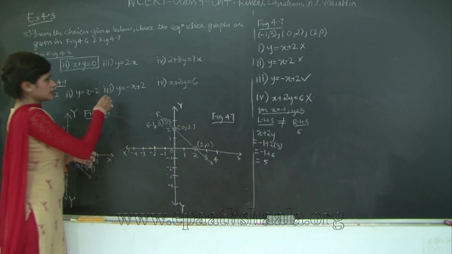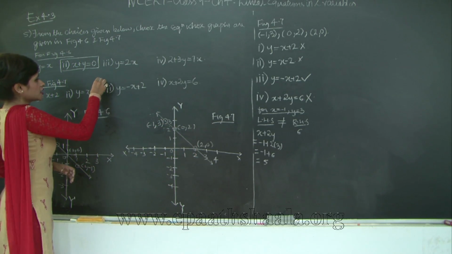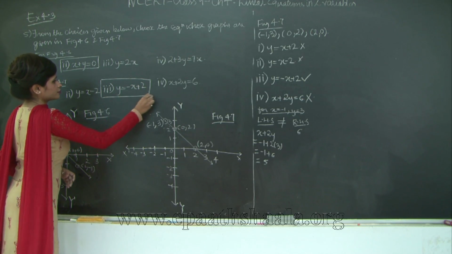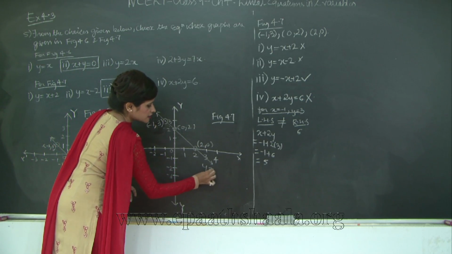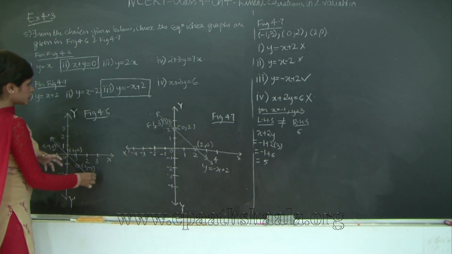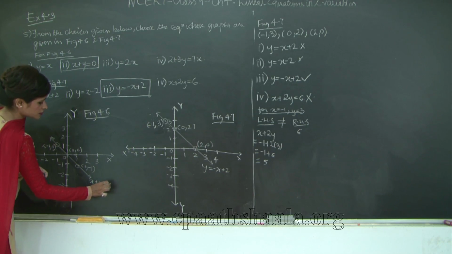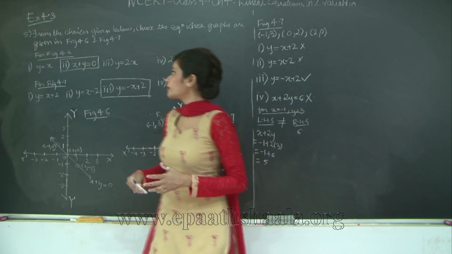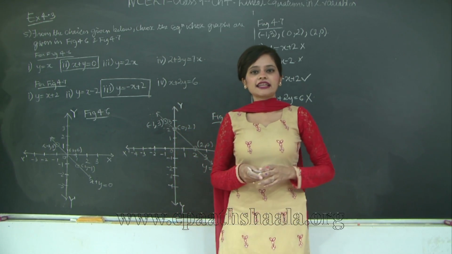Therefore, this equation also does not hold true. Therefore, the equation that represents the line in figure 4.7 is y is equal to minus x plus 2. If you want, you can even mark your equations over here. Y is equal to minus x plus 2. And for this one, my equation was x plus y is equal to 0. Right? So, with this, we are done solving 5 questions of 4.3. Let's take a look at the remaining questions in the next lectures.